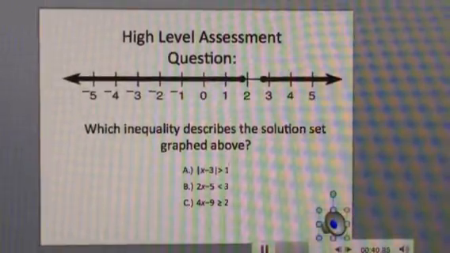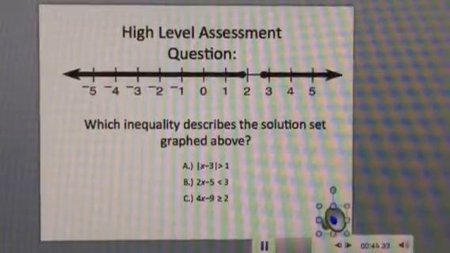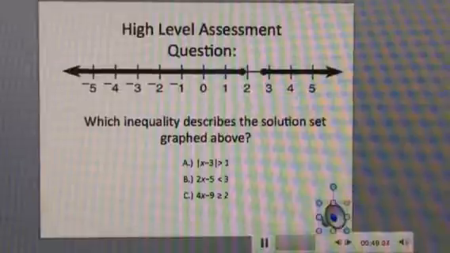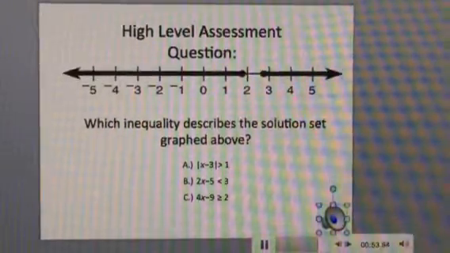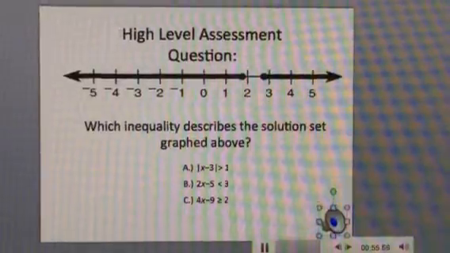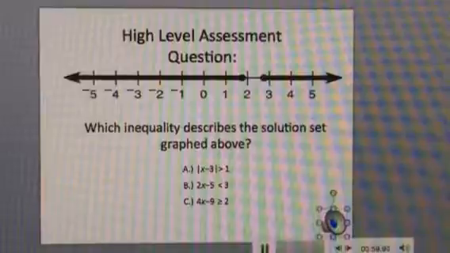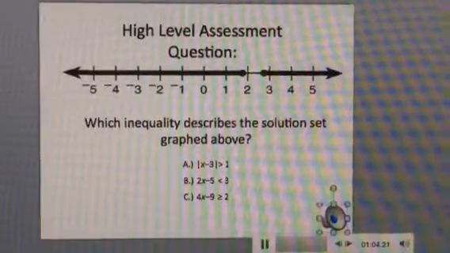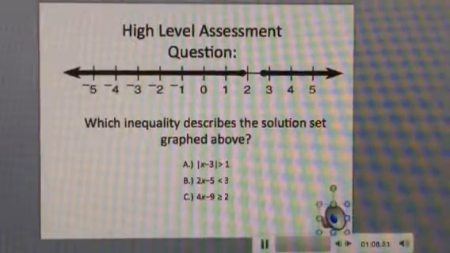Then you go to C, and you get 4x minus 9 is greater than or equal to 2. You add 9 to both sides, and you get 4x is greater than or equal to 11. You divide by 4 on both sides, and you get x is greater than or equal to 11 over 4, which is in between 2 and 3, and is a correct solution. Then, once you do the inverse of that, you get a number in between 1 and 2, and so that's the correct solution.